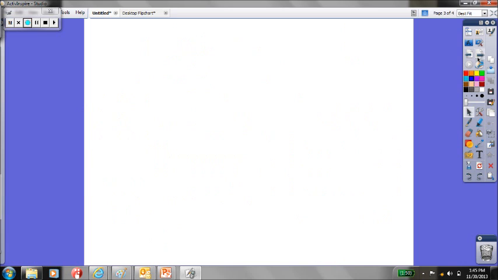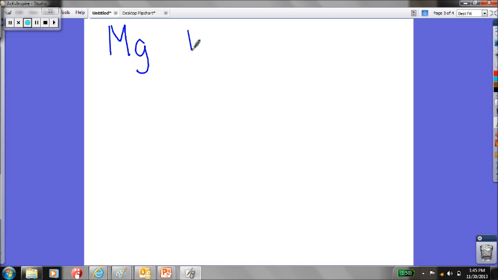Okay, so now our second example, why don't we do magnesium chloride? So we're going to do magnesium, Mg, and chlorine, which is Cl. If I look on page 127 at the electronegativity values, I see that magnesium has an electronegativity value of 1.2, and chlorine has an electronegativity value of 3.0.